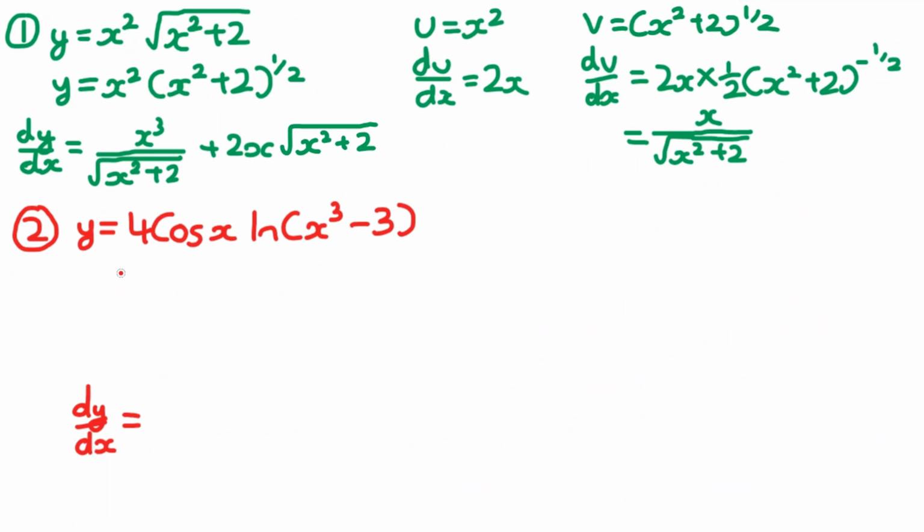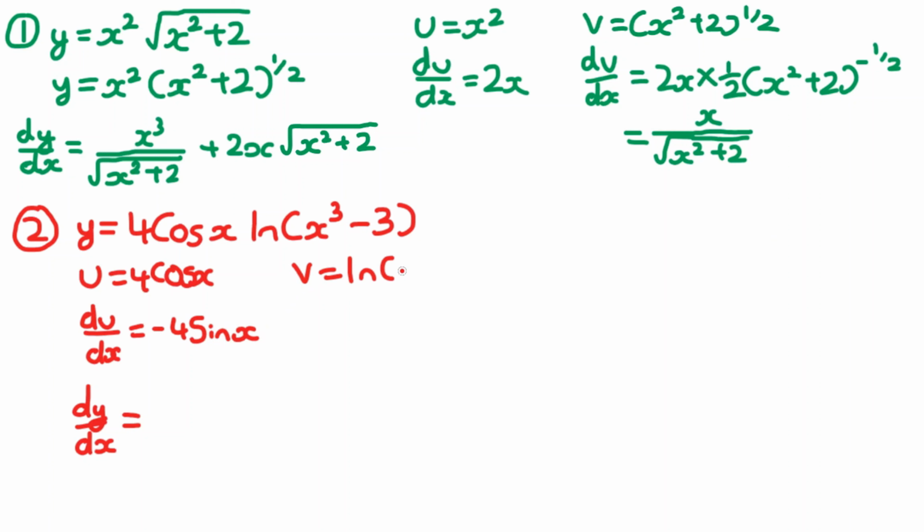Then for the second example, we have y is equal to 4 cos of x multiplied by the natural log of x to the power of 3 minus 3. We'll say that u is equal to 4 cos of x, therefore du over dx is equal to, when you differentiate cos, you get minus sin, so this is minus 4 sin of x. This leaves v is equal to the natural log of x cubed minus 3, and then dv over dx is going to be, so we need to use the chain rule on this.